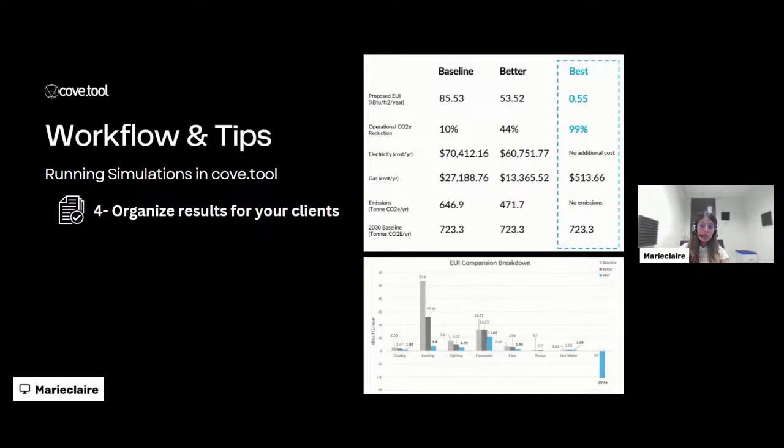The last step will be just to organize your results. This could be however you want. Basically, I brought you some examples of what we do here in cove.tool. We present some comparative tables, also diagrams with a comparison breakdown by systems. So basically, what you are going to need for this is only your data extractions for each cove.tool project.